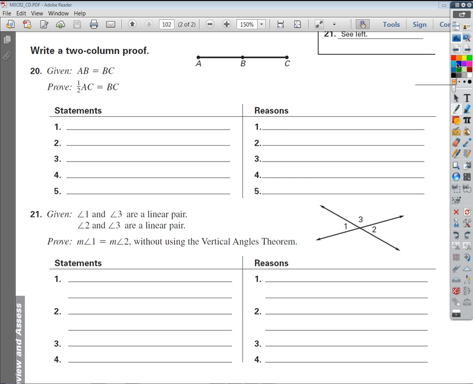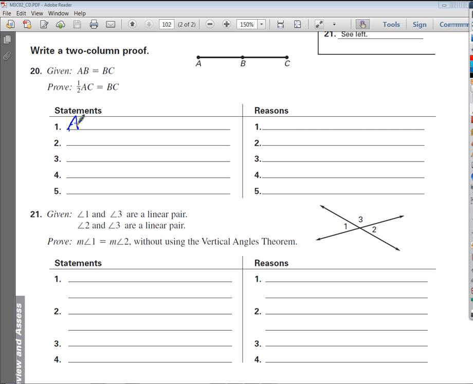What are the steps? Okay. So the first one is the length of AB equals the length of BC, given. Next one, AB plus BC equals AC. Okay, good. Based on the picture, we could say AB plus BC equals AC. What's the reason? Good.